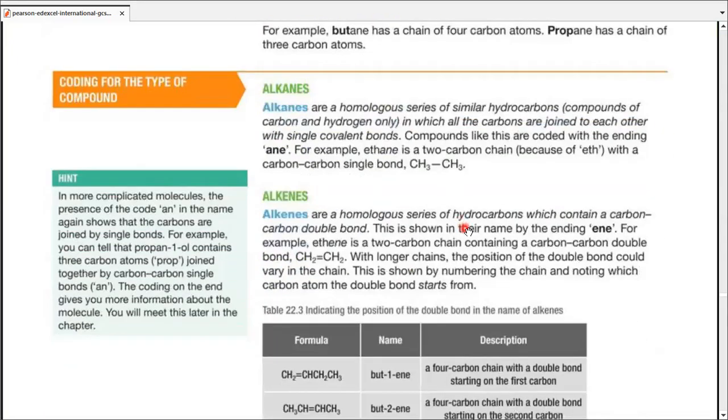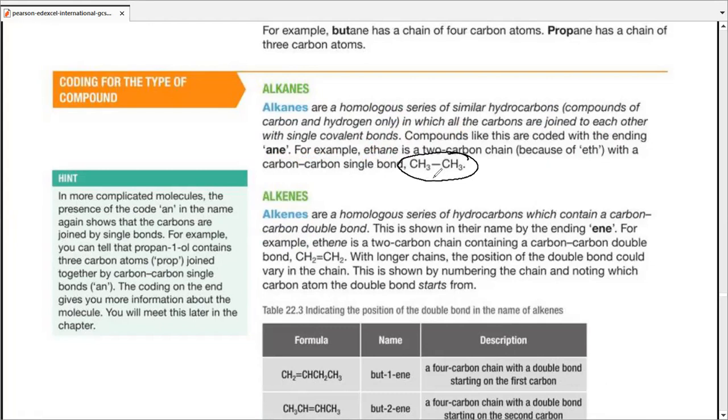Okay, coding for the type of compound. Alkanes are a homologous series of similar hydrocarbons. They only contain carbon and hydrogen. All the carbon atoms are joined to each other with single covalent bonds. Compounds like these are coded with the ending "ane." Suffix means ending of the name. For example, ethane: eth means 2 carbon atoms, ane means they're singly bonded. So that's how the structure is going to be.